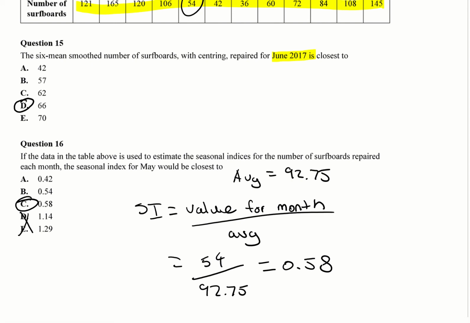And that is the data analysis section of the core part. Okay, thanks.